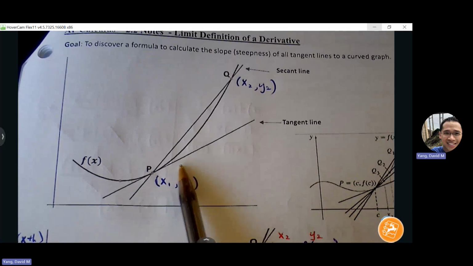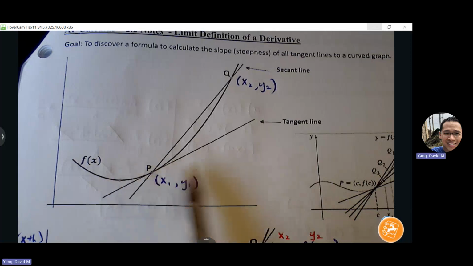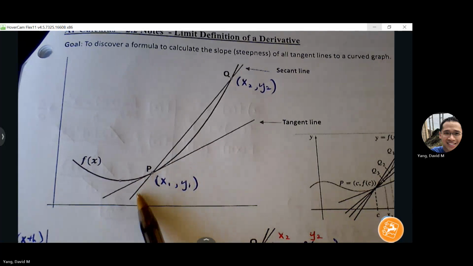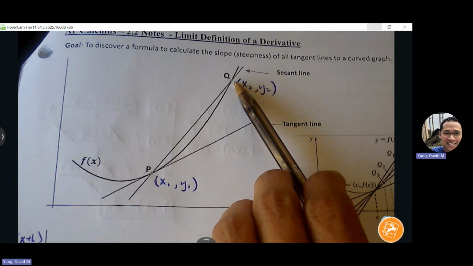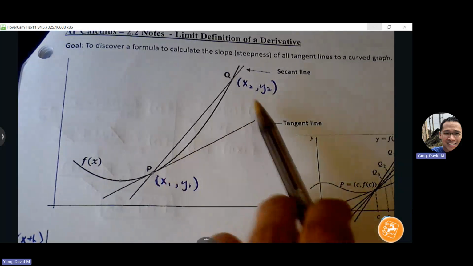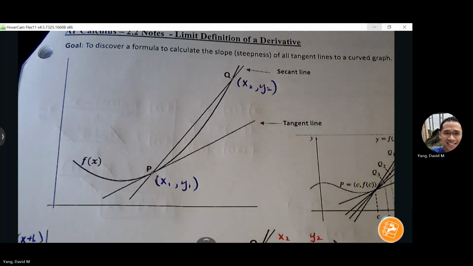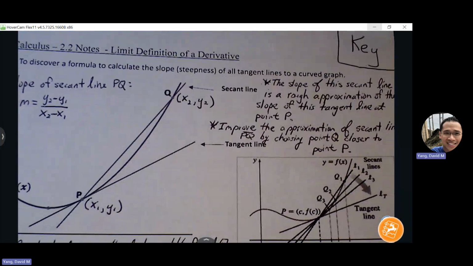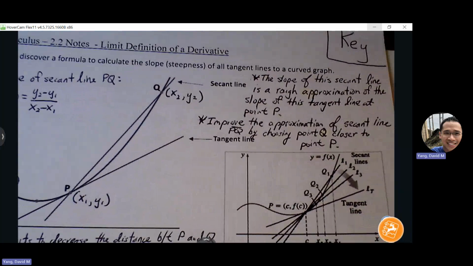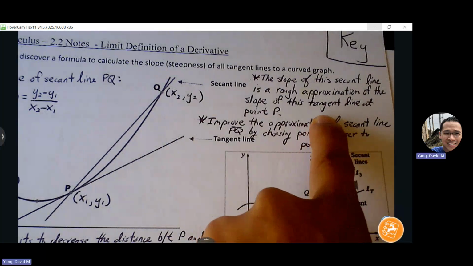The issue is that if I want to find the slope of a line, I need 2 points, but a tangent line only has 1 point on the curve. So we can start off with something called a secant line. A secant line will allow us to find that slope, because our slope formula is change in y over change in x. And because we have 2 points, we're able to get to the slope of that line. So the issue, however, is that because we are unable to find the slope using just 1 point, we need 2 points. We're going to be working from an approximation standpoint.